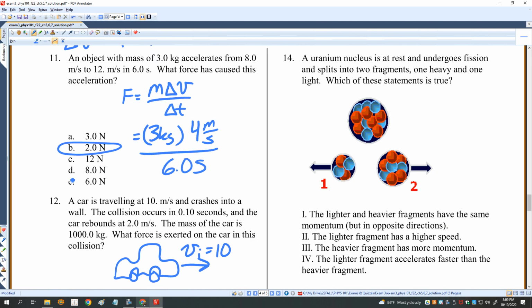A uranium nucleus at rest undergoes fission. Which of these statements is true? They have the same momentum. Yes. Here, Pi is equal to 0. P1F then has to equal P2F, but in the opposite directions.